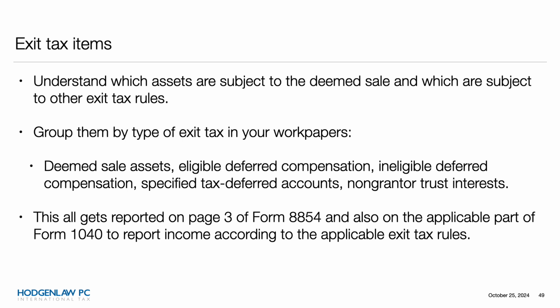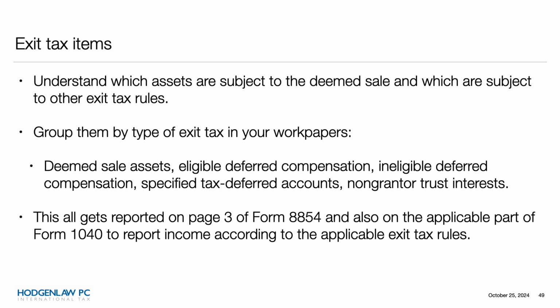All right, now when you're gathering information for exit tax items, it's important to understand which assets are subject to the deemed sale and which are subject to other exit tax rules. For example, if someone has a taxable brokerage account, that's going to be subject to the deemed sale rules. If they have an IRA, that's different. You don't need the same type of information to prepare the return as you do for the taxable brokerage. So you want to group them by type of exit tax when you're preparing your work papers.